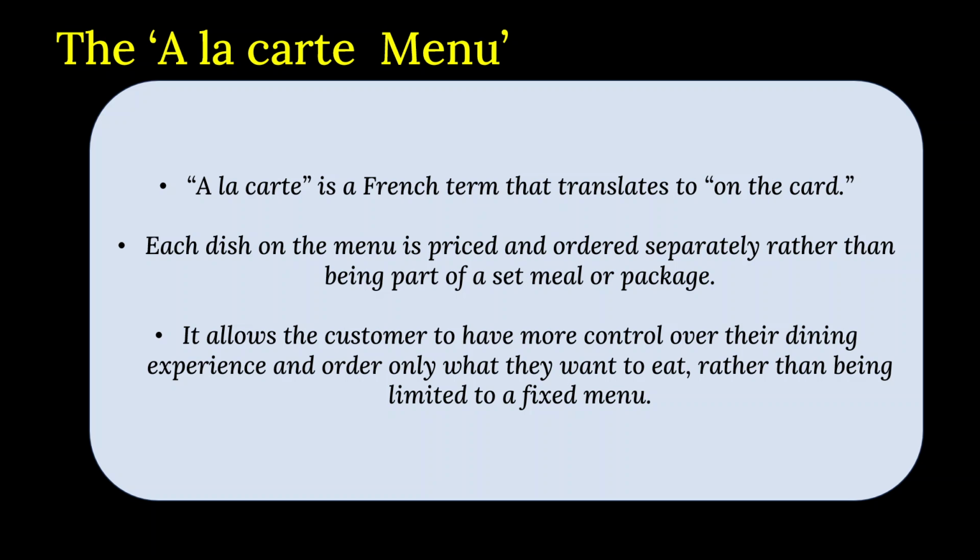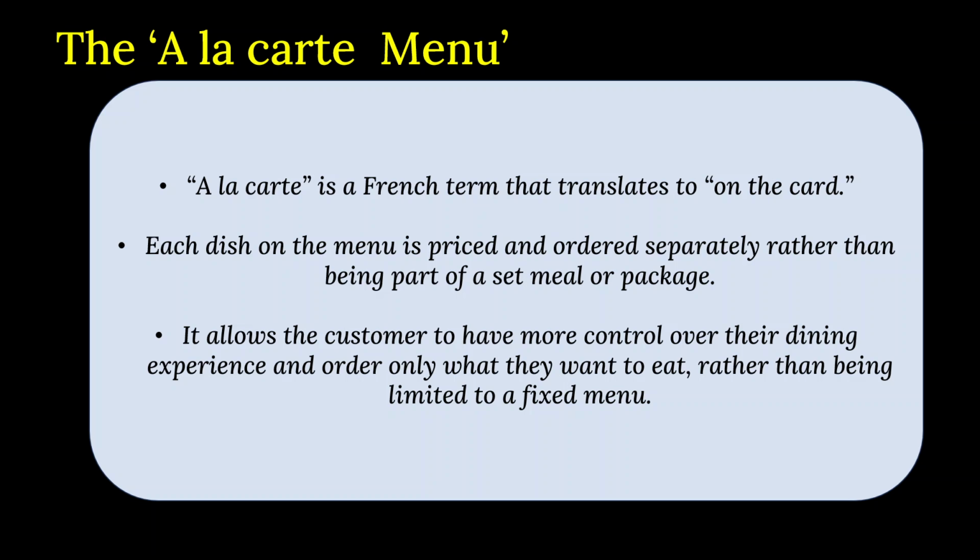It allows the customer to have more control over their dining experience and order only what they want to eat rather than being limited to a fixed menu. Most of the times when you have visited a restaurant with your family members or friends, what happened? The same experience you had. The menu was offered to you, you discussed among yourselves what you want to consume, and every time you noticed that every dish has a short description under or beside it, and the price is also separately quoted. Accordingly, as per your budget, you decide what things you are going to select for your dinner or lunch for the day.